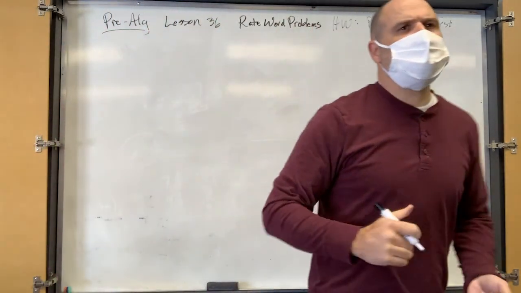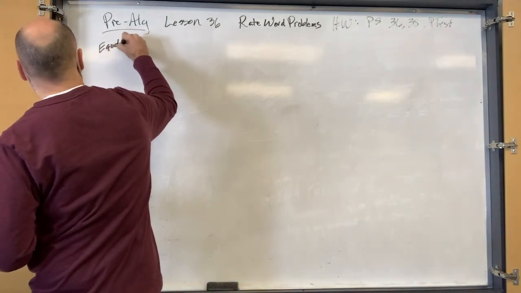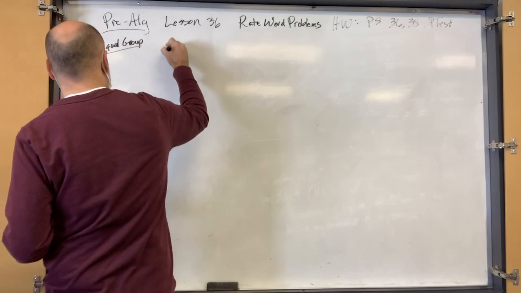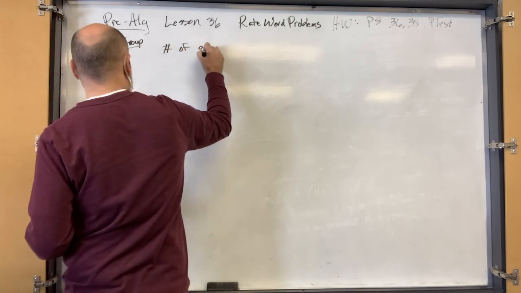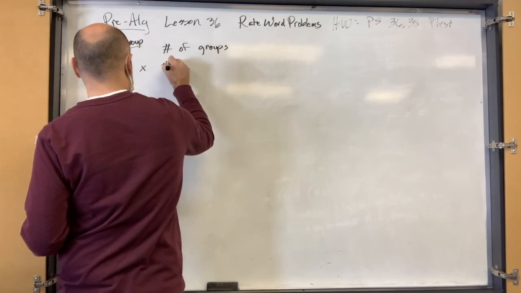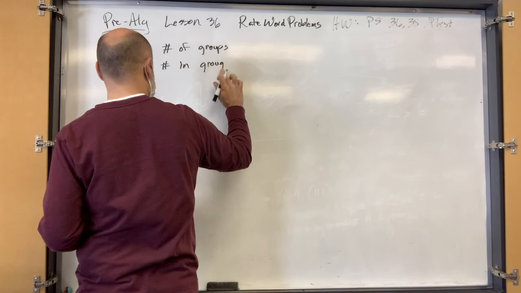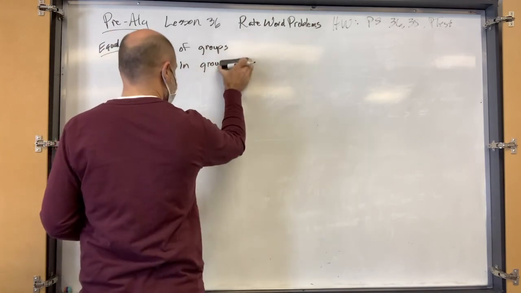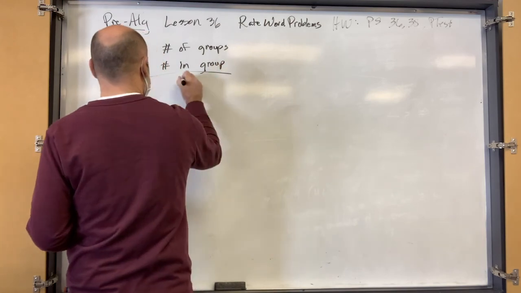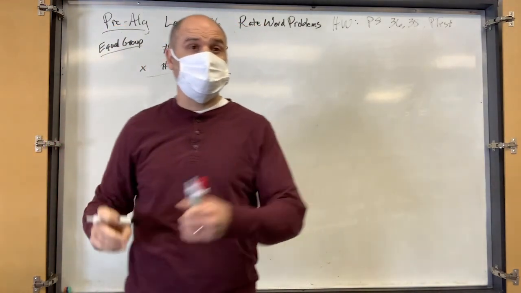Okay, you guys remember equal group problems? So remember equal group problems: number of groups times number in a group equals total, right?